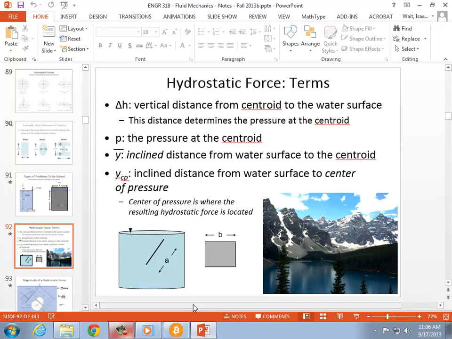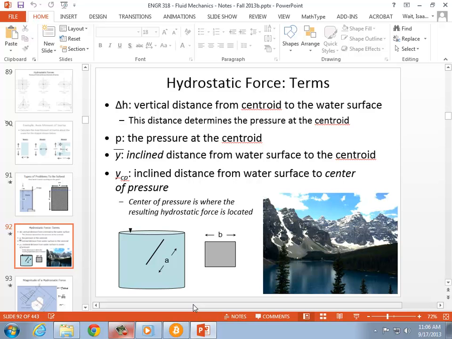So if there's water up to the very edge of the tank, so it's completely full, then the centroid for this shape, just a rectangular plate, is in the center. Vertically speaking, the centroid would be here, and delta H is the vertical distance up to the surface. So delta H goes up to the surface of the tank.